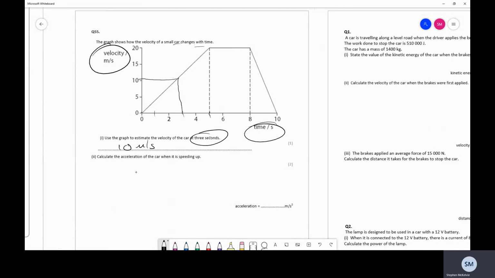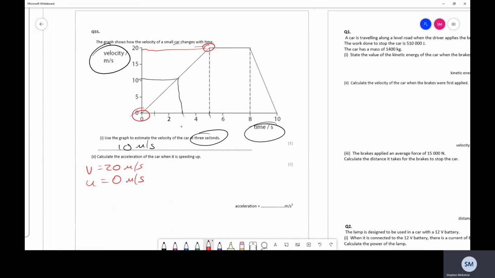Calculate the acceleration of the car when it is speeding up. Well, acceleration is the change in velocity over time. So we're going to look for the end velocity, which is up here, and that is 20 meters per second. V is equal to 20 meters per second. U is equal to the start velocity, which is 0 meters per second.